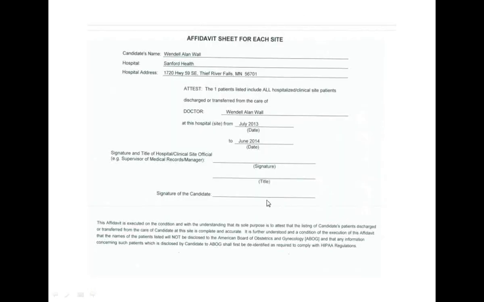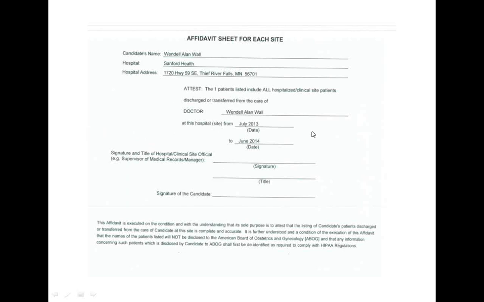Okay, here's your affidavit sheet. Here's one of them. I just printed one out to show you, Dr. Wall, for instance, he was taking his board. I only put one patient just to show you exactly how you would add a patient case to your GYN case list. And then, of course, this is the signature and title. See, it attests one patient was admitted. And, of course, one patient should be on your case list.